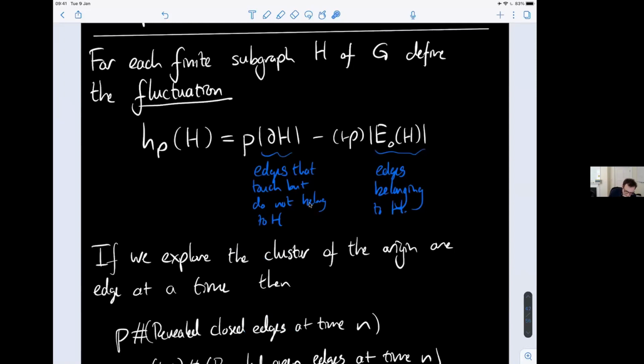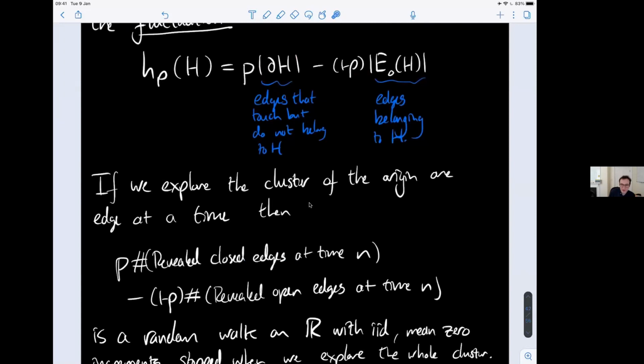So, an important thing in this proof is going to be what we call the fluctuation of the cluster. So, in general, if I give you some finite subgraph H of G, we define the fluctuation of this subgraph, H, to be p times this quantity, which is the number of edges that touch but do not belong to H, right? But just to be clear, H is really a subgraph, not a set of vertices. So it's possible for edges in the set to have both endpoints in H, but just not belong to H. Minus 1 minus p times the number of edges that do belong to H.